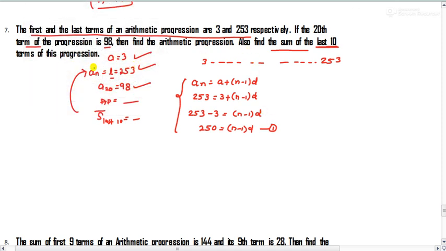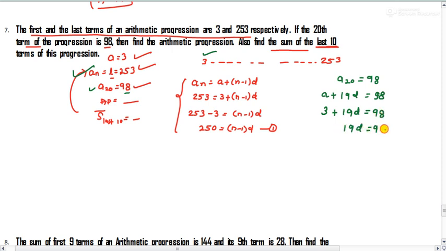Now the second data says what? A20 is 98. So if I write A20 is equal to 98, use this data. A20 can be written as a plus 19d is equal to 98, right? What is a here? 3. Substitute. 3 plus 19d equals 98. So 19d is equal to 98 minus 3, so this is 95. 19d is 95. So d is how much? 95 by 19. How much is this? 5. d is 5.